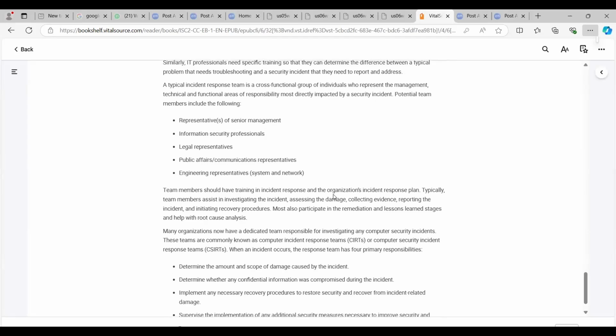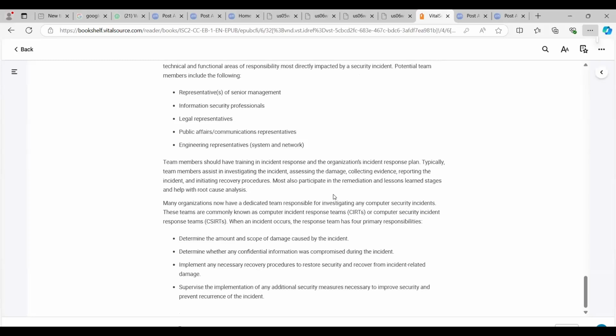We have representatives of senior management, so those are the people that will be talking for senior management. Also, we have information security professionals. We have legal representatives. We have public affairs and communication representatives. Then we have engineering representatives, which can be system engineering or network engineering.